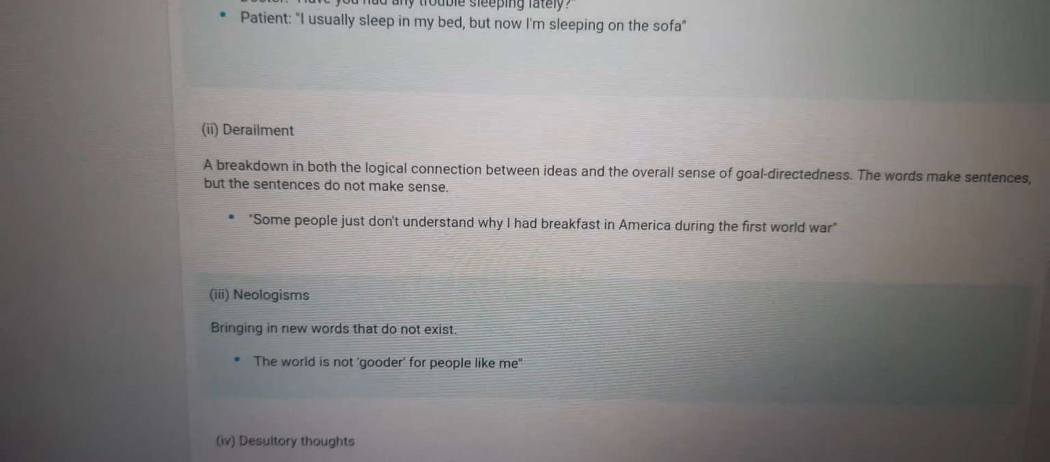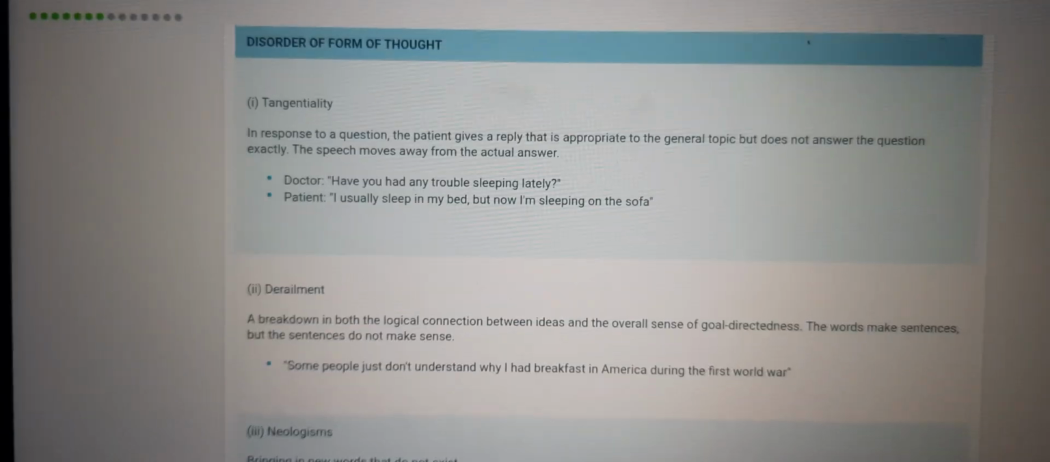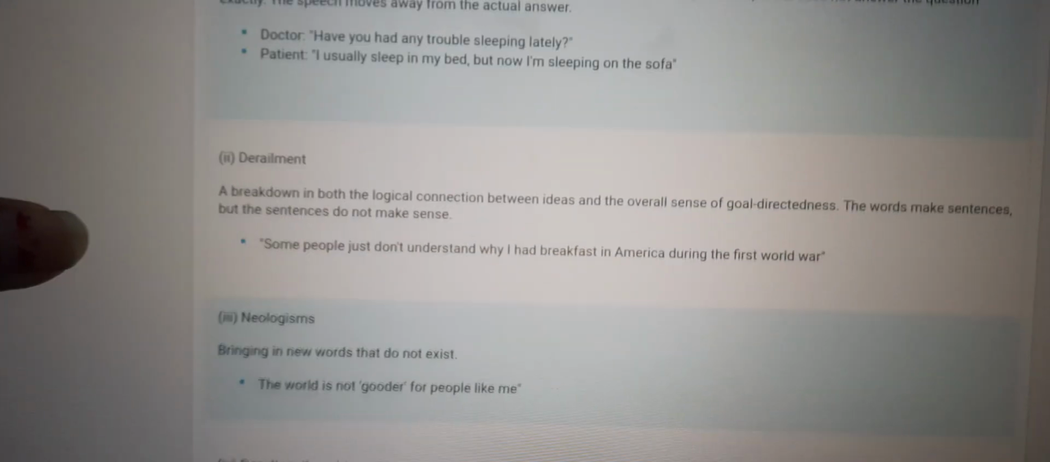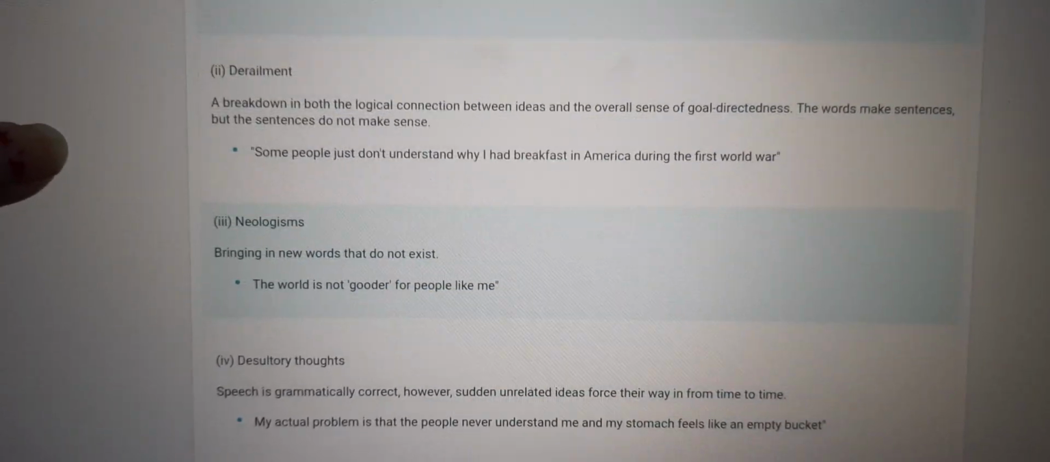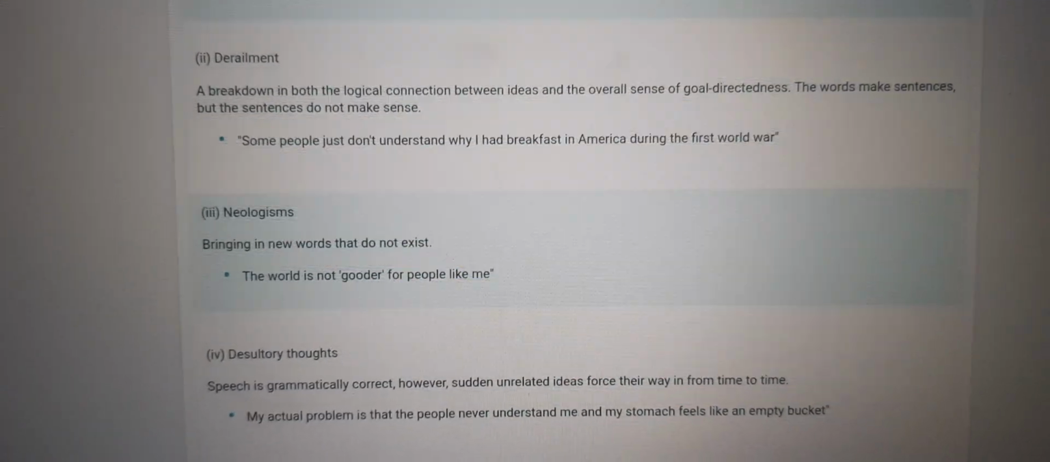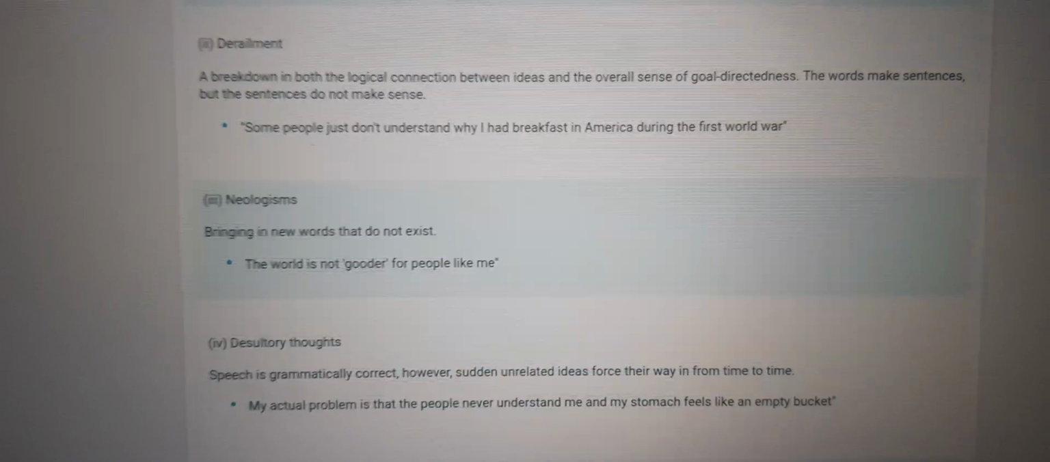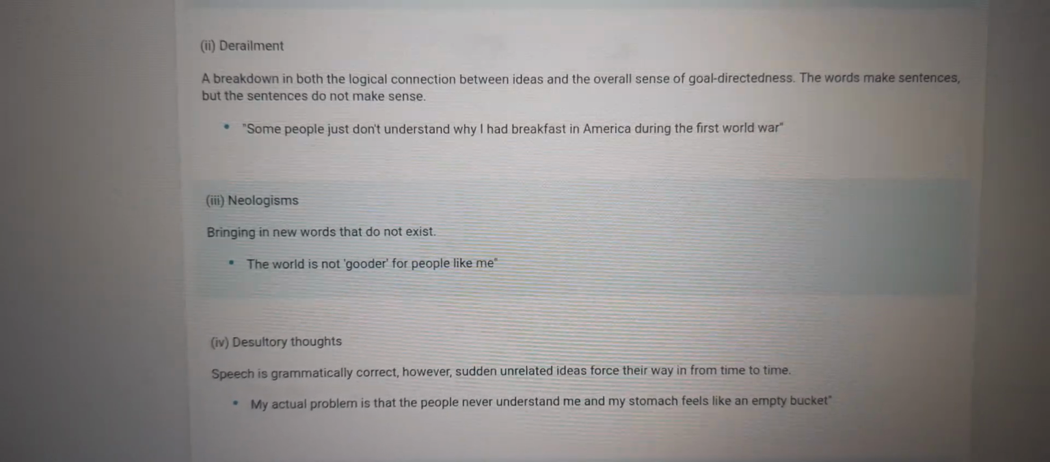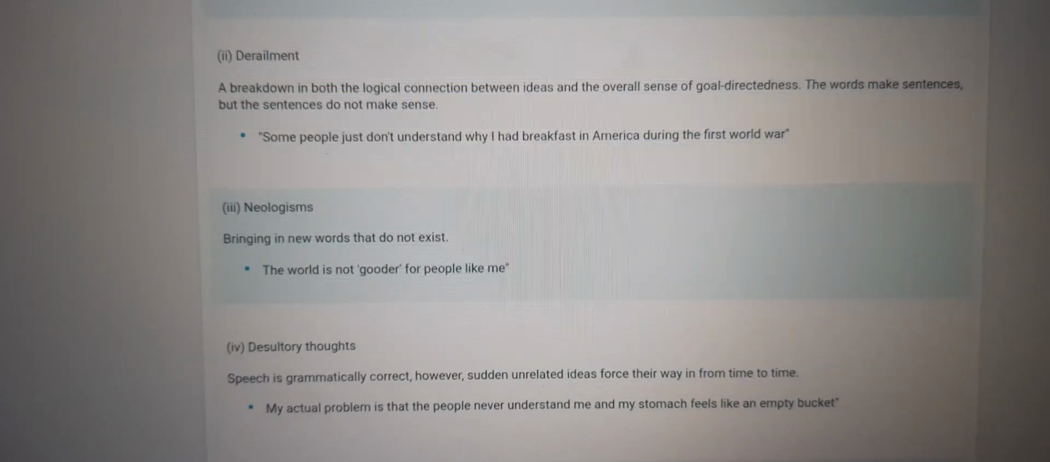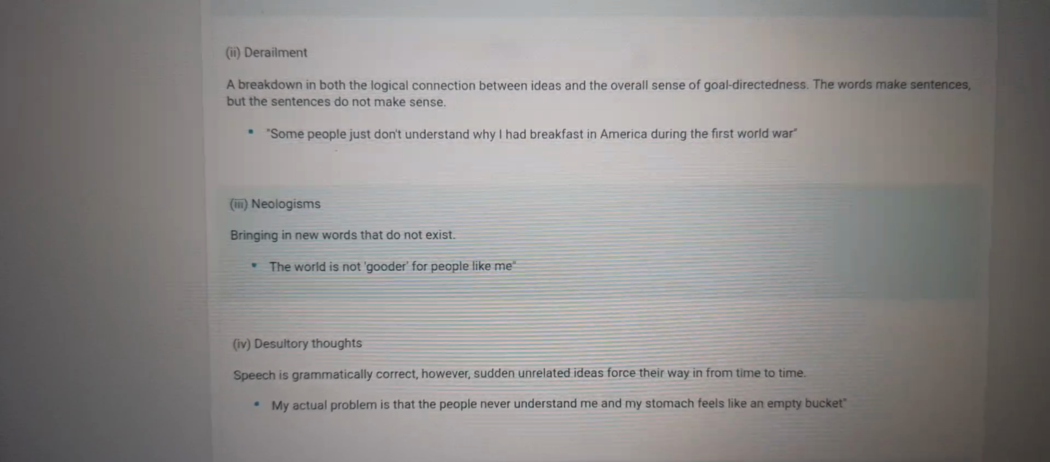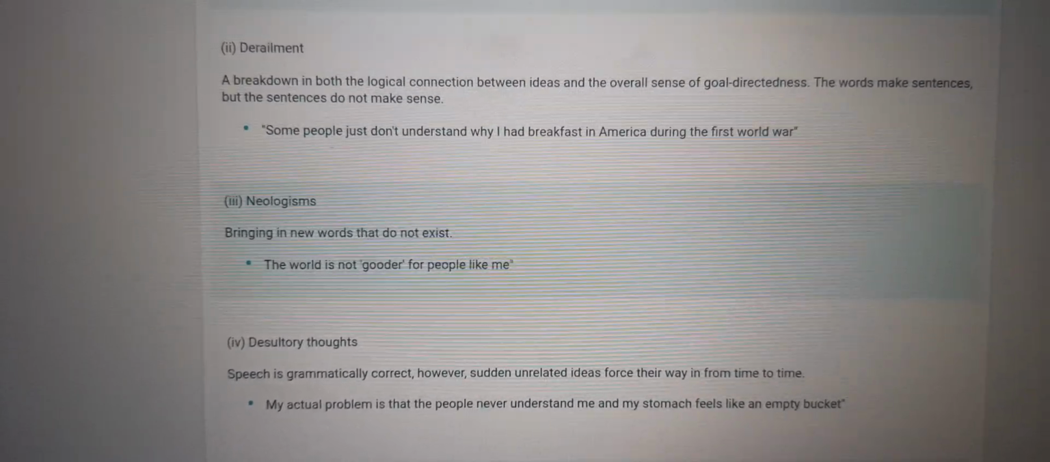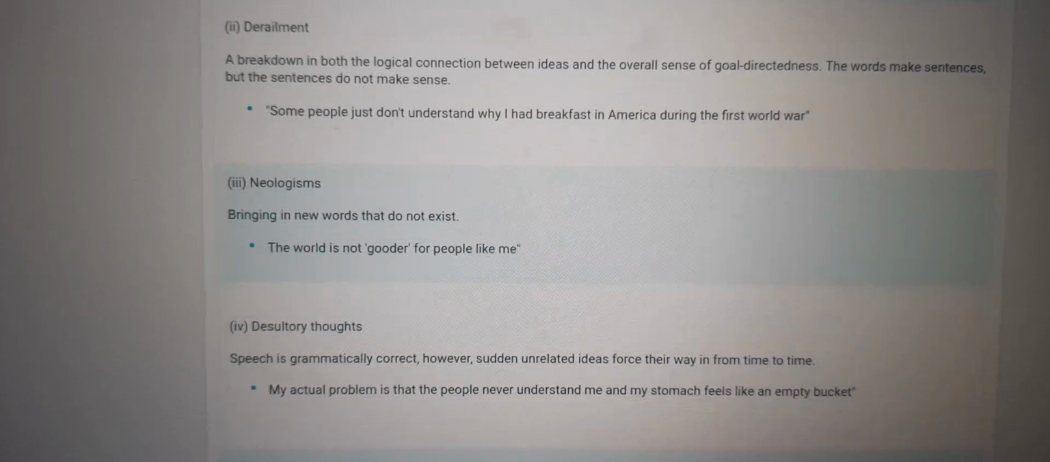Derailment, we are studying it under the heading of disorder of form of thought. Derailment means a breakdown in both the logical connections between ideas and the overall sense of goal-directedness. The words make sentences, but the sentences do not make sense. "Some people just don't understand why I had breakfast in America during the First World War."